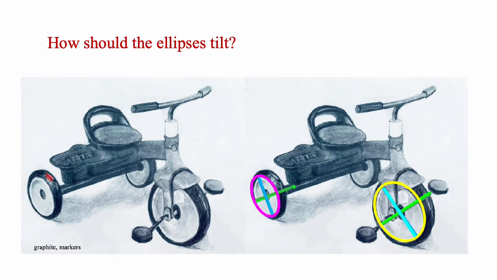How should the elliptical wheels on this tricycle tilt? Well, the minor axis always has to line up with the axis of the cylinder, so the major axis is going to be perpendicular to it. Here too, the minor axis lines up with the pedals, so the major axis has to tilt in this direction.